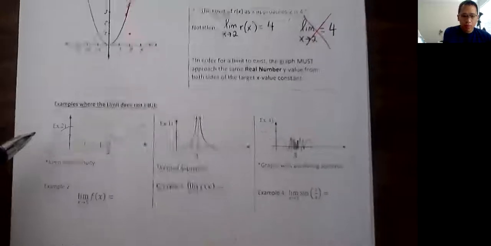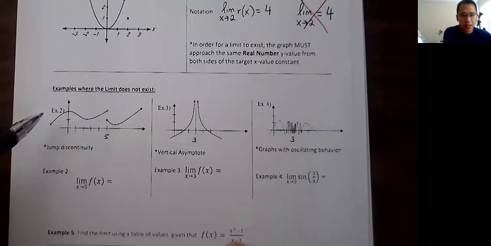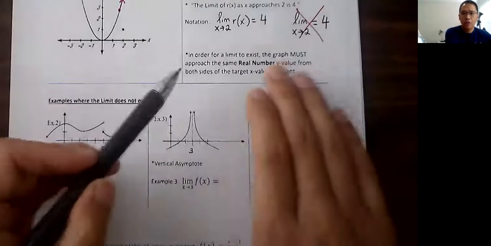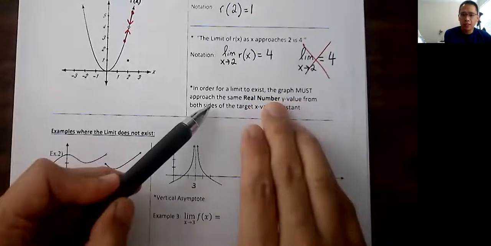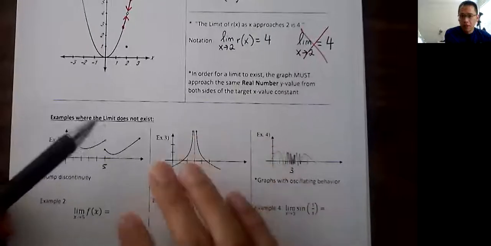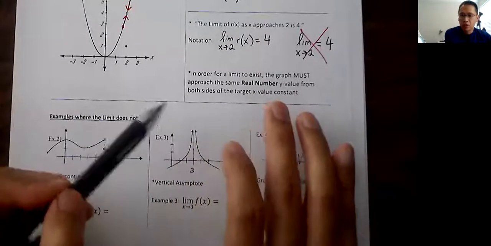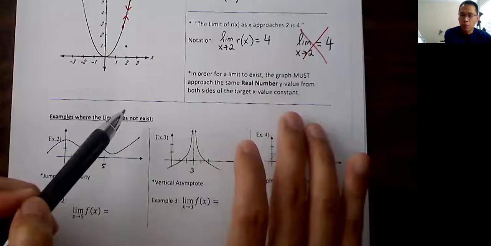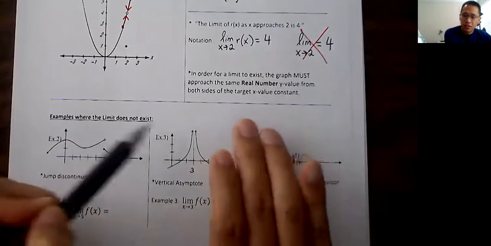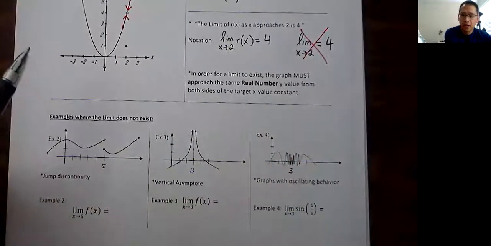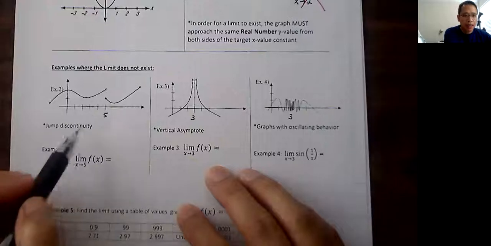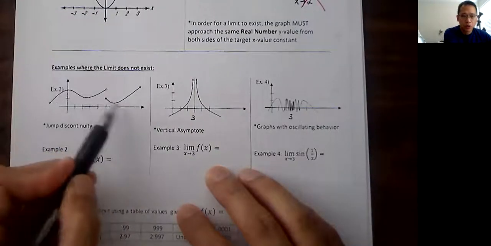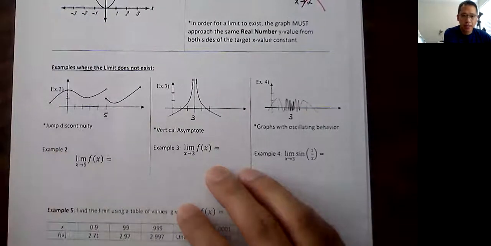So now, here are some examples where the limit does not exist. If the definition of a limit is approaching the same real number from both sides, that means a limit does not exist if the graph doesn't approach the same y value real number from both sides. If there's an inconsistent behavior from either side of the graph, then that is when we can say the limit doesn't exist. So for instance, in this graph, there's a jump discontinuity, right? We see that there are two branches. These branches are obviously disconnected.